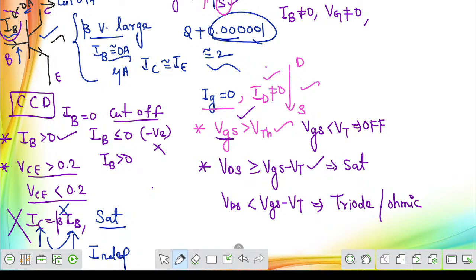So the first condition you will have to cross check is this one. Like in BJT, we check whether the base current is greater than 0 or not. Here we are checking whether VGS is greater than VT or not. Once it is done, then you will have to focus on these two conditions. For these two different regions, we will have two different drain currents. These things I will cover in the next class.